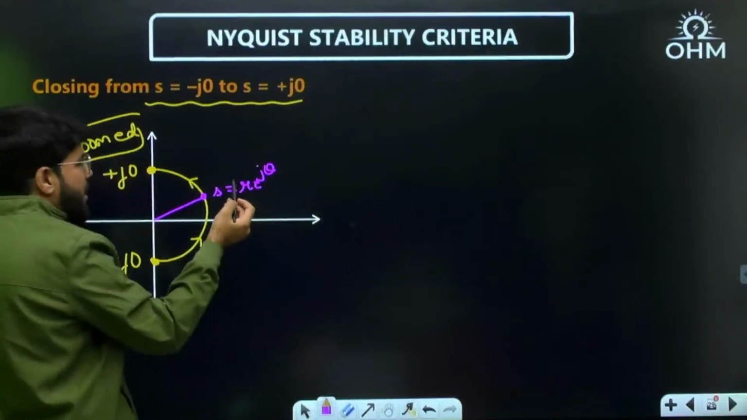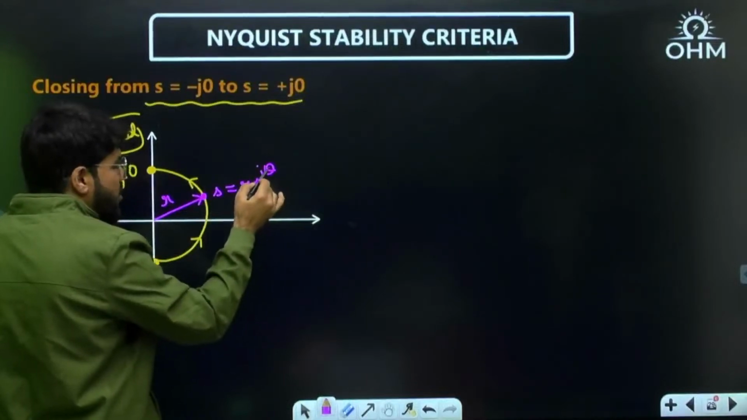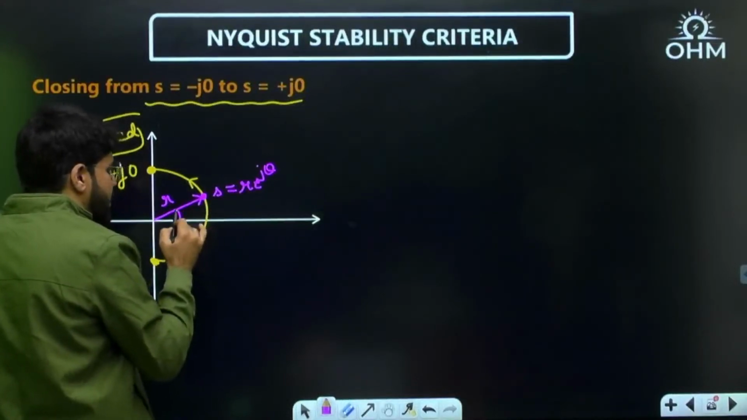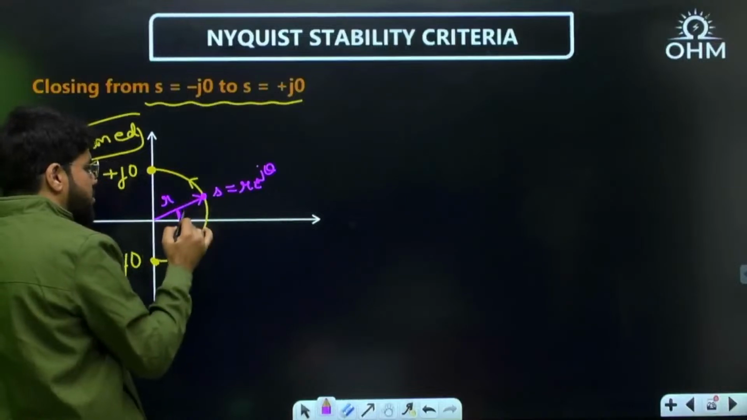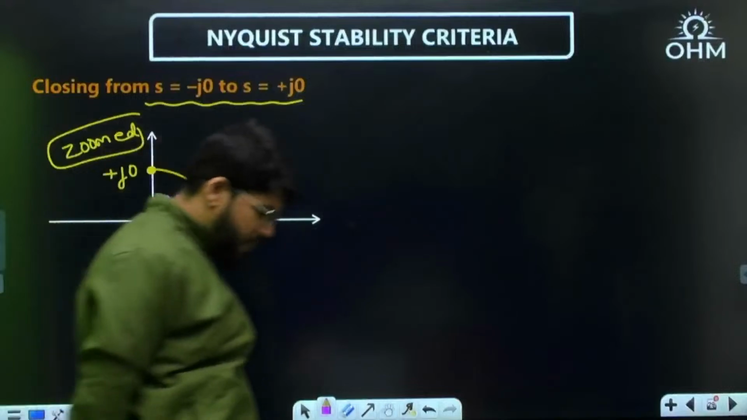R means the magnitude. What is the magnitude of any complex number? Distance from origin. And what is the phase or angle of any complex number? It is the angle of the line joining the complex number to the origin with the real axis. So this is the angle theta.